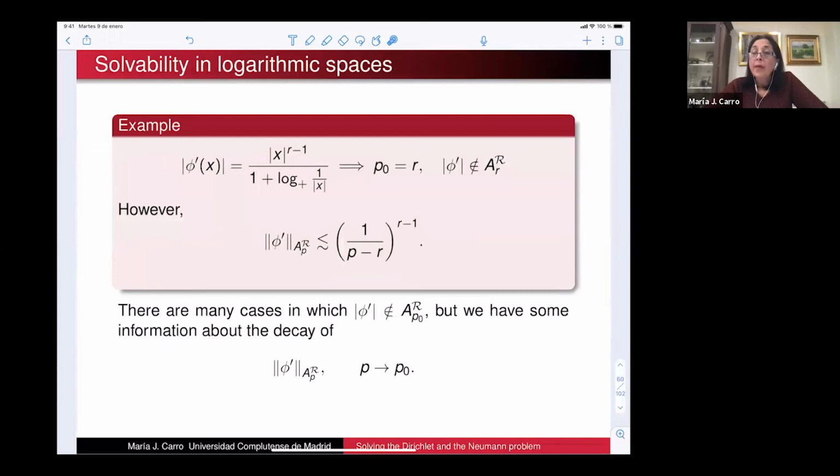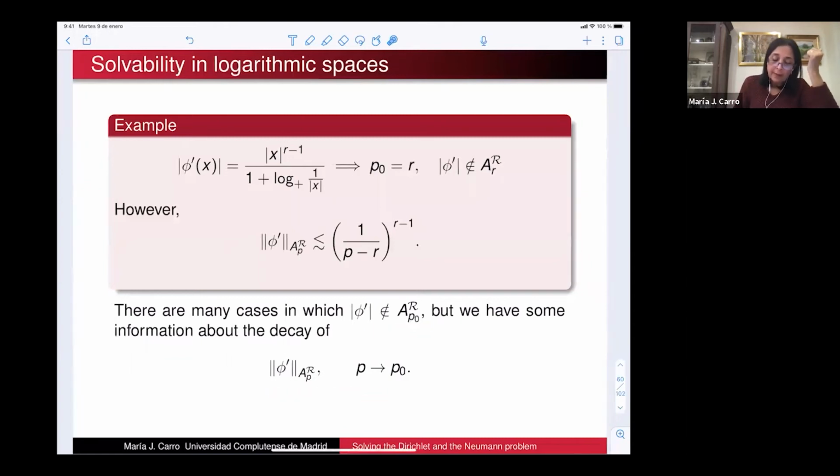And then we try to go through the second path, which is the solvability in logarithmic spaces. So we are going to motivate what we are going to do with this example, because as I said, if we take the Lipschitz domain with this Jacobian, then the Dirichlet problem is not solvable in L^r,1 because it is not here. But it happens that if we compute the norm in A_p for p bigger than r, it can be checked that the norm behaves like 1 over p minus r to a certain power r minus 1. Okay, and in fact, there are many cases in which weights are not in A_p0^R, but there is some information about the behavior of the norm of the weight in A_p when p goes to p0.